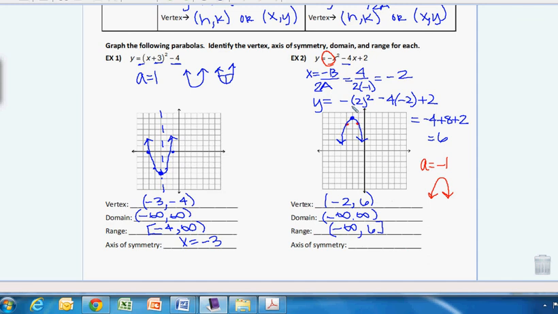Okay, and then axis of symmetry again is going directly through, creating symmetry. So the axis of symmetry is going to be at my x value of -2.